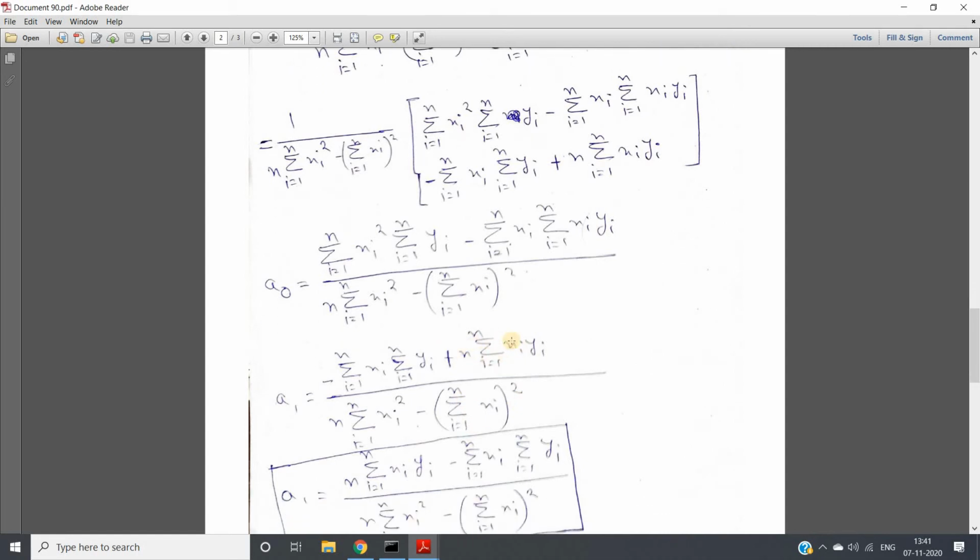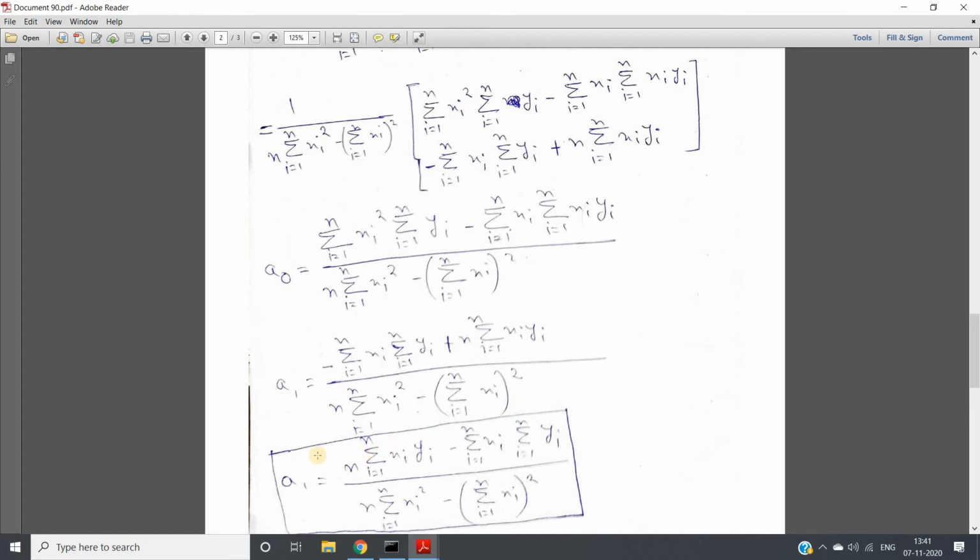And if you just rearrange, taking this term first and this term second, you will get the a1 value as this one. What are you getting? a1 equal to n summation over i equal to 1 to n xi yi minus of summation over i equal to 1 to n xi summation over i equal to 1 to n yi, by n summation over i equal to 1 to n xi square minus of summation over i equal to 1 to n xi whole square.